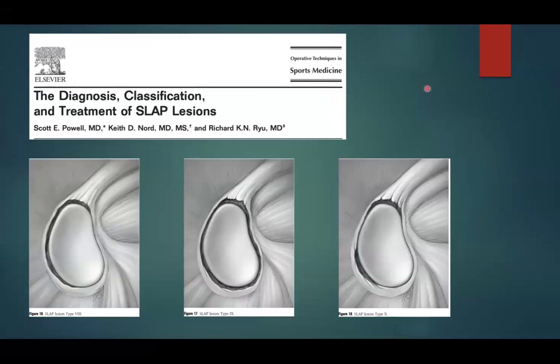Recently, Scott E. Powell et al. classified the last three classifications. Type 8 lesions are a SLAP lesion extension along the posterior glenoid labrum as far as the 6 o'clock position. Type 9 is a pan-labral SLAP injury extending the entire circumference of the glenoid, whereas type 10 injury is a superior labral tear associated with a posterior inferior labral tear.